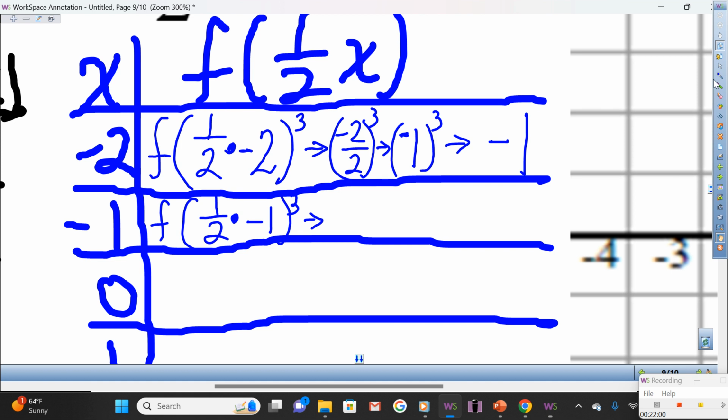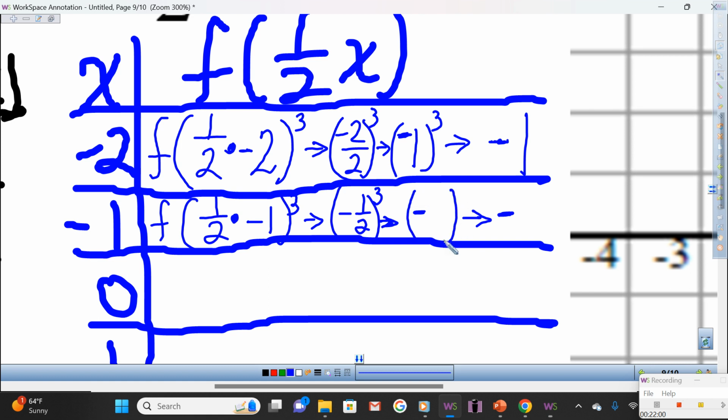Okay, so let's see. What is 1/2 times -1? -1/2 cubed. Now, mind you, this negative stays negative here because it's an odd exponent, or negative times a negative is a positive times a negative, it's still a negative. So my answer for this one is also going to be a negative. So we got that. Okay, here it is, negative.